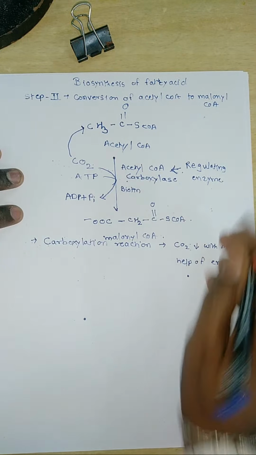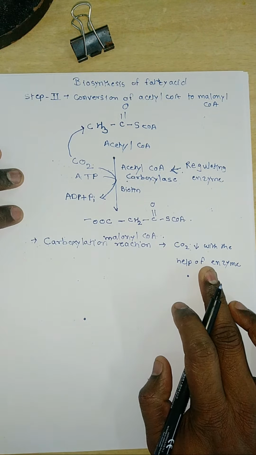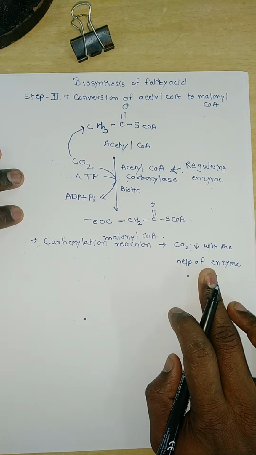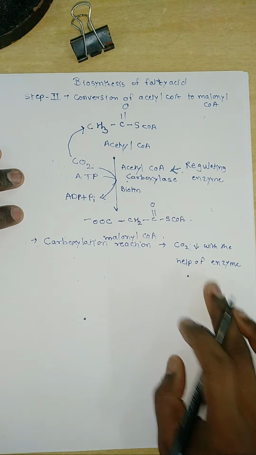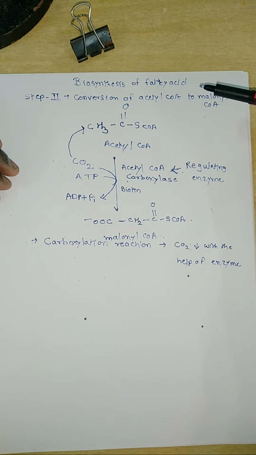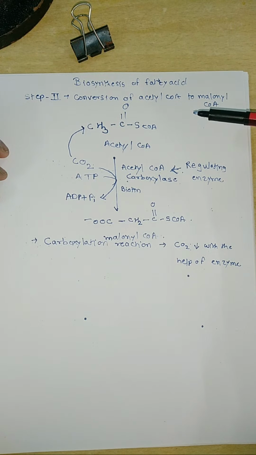So, for the biosynthesis of fatty acid, we require acetyl CoA carboxylase. This is the reaction we require, and these are the things happening in this reaction. Again, we are repeating this one: in the biosynthesis of fatty acid, the first step to is the conversion of acetyl CoA to malonyl CoA.